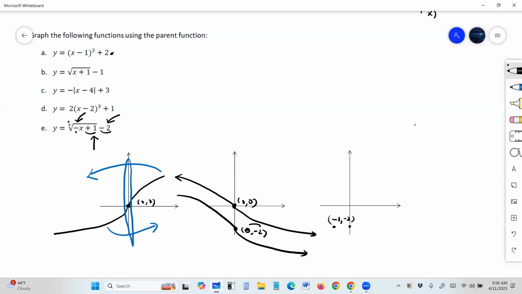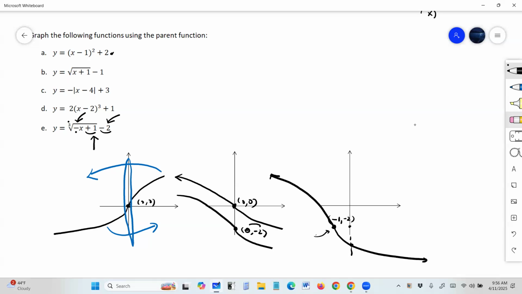And I will graph now the function, which is this function, as you see over there. Notice that in this case, there is no doubt that the function is crossing below the x-axis, so I don't need any additional points, just the key point, which is the -1, -2.